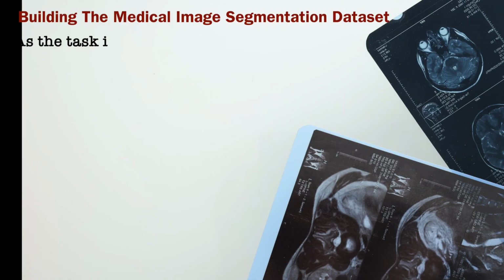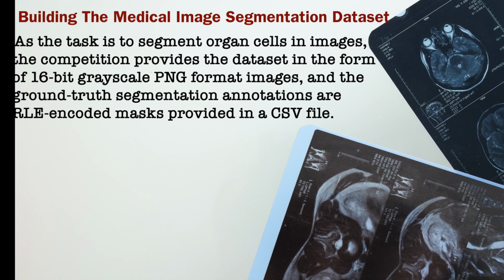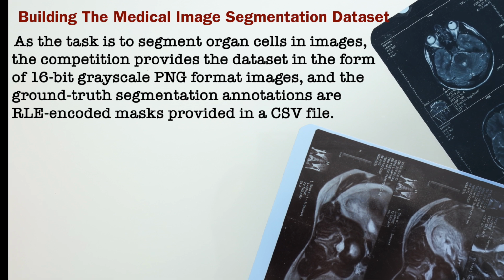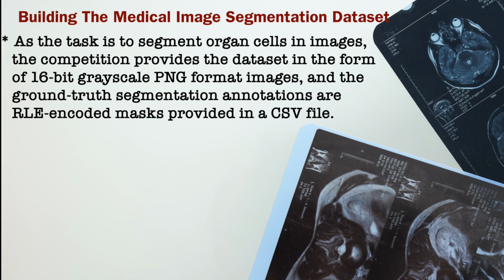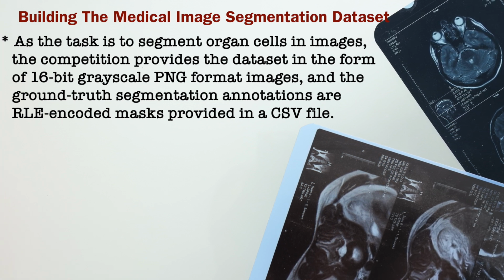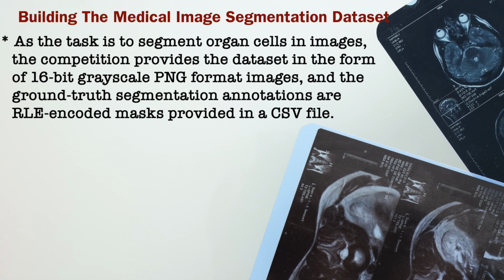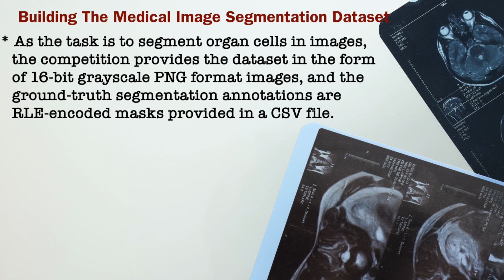Now, building the image segmentation of the medical image dataset, the task is to segment organ cells in the image. The competition provides the dataset in the form of 16-bit grayscale images in PNG format, and the ground truth segmentation annotations are RLE encoded masks provided in a CSV file.